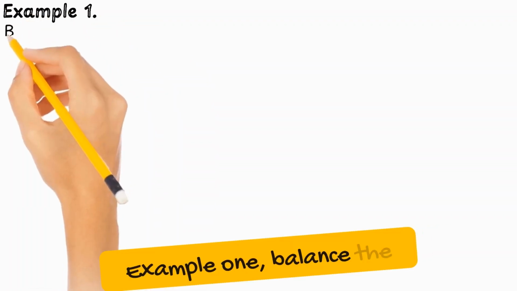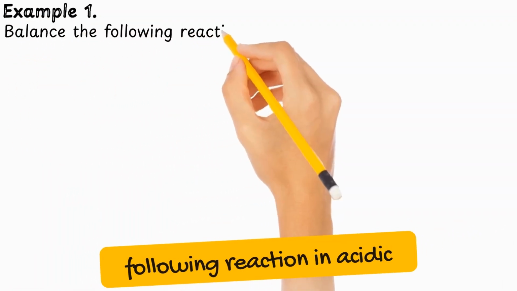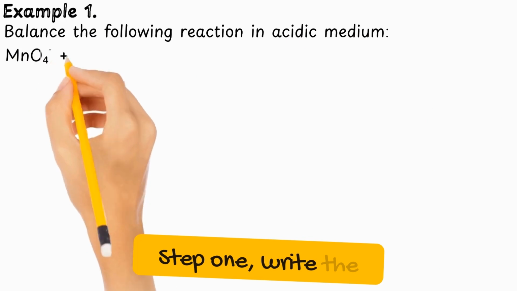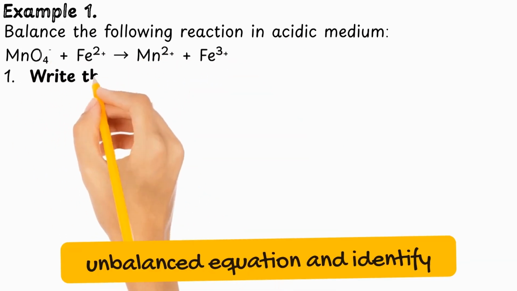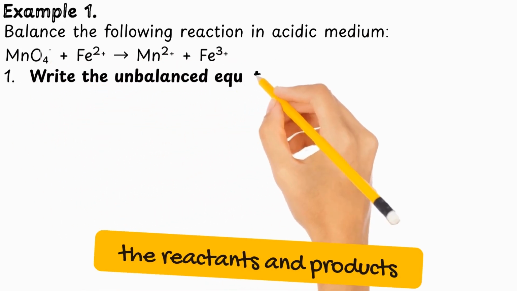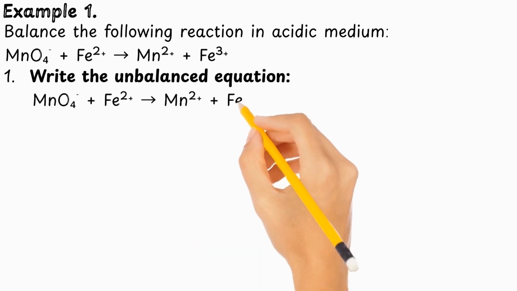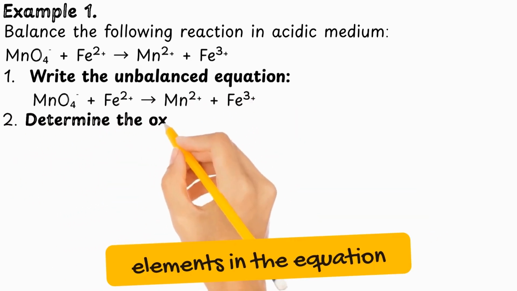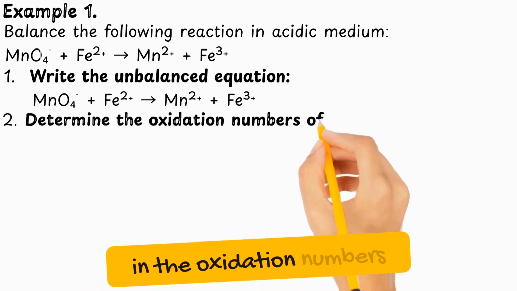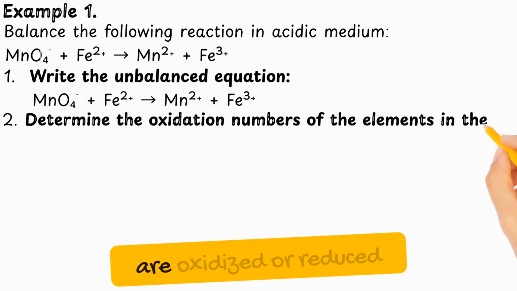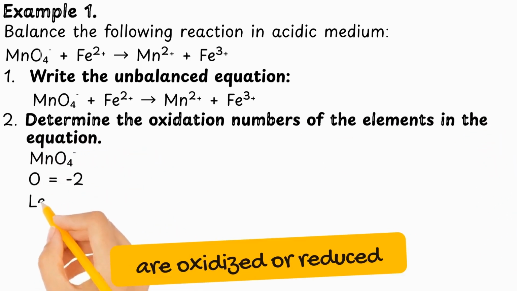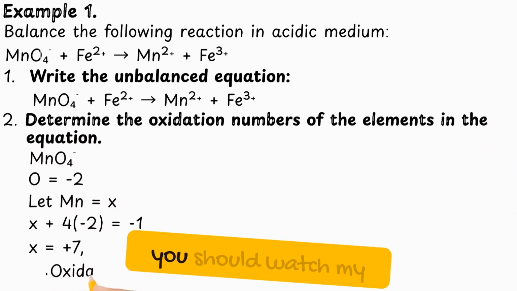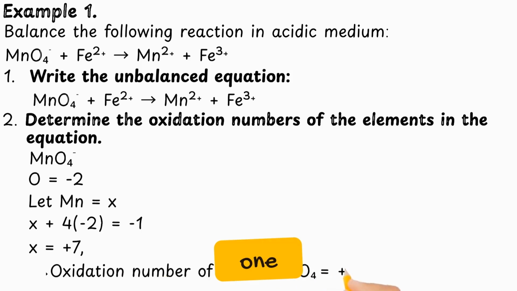Example 1. Balance the following reaction in acidic medium. Step 1. Write the unbalanced equation and identify the reactants and products. Step 2. Determine the oxidation numbers of the elements in the equation and use the changes in the oxidation numbers to determine which elements are oxidized or reduced. If you are not sure of yourself here, you should watch my earlier video in part 1.